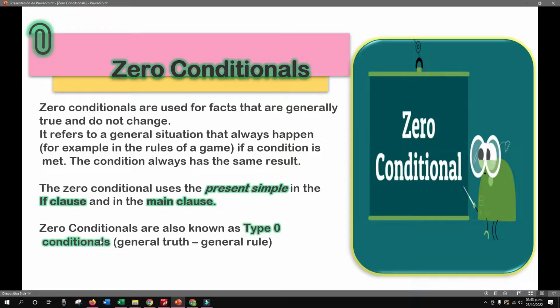You can find that in some text or in other rules, right?